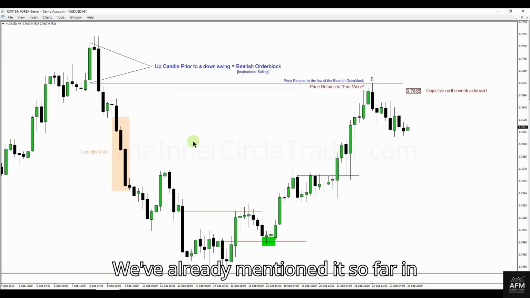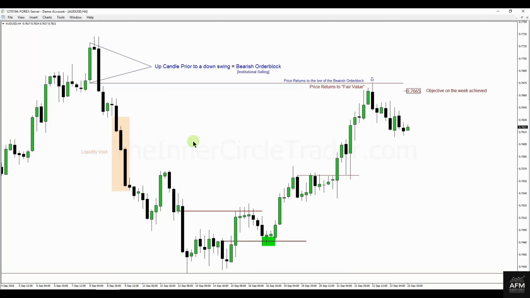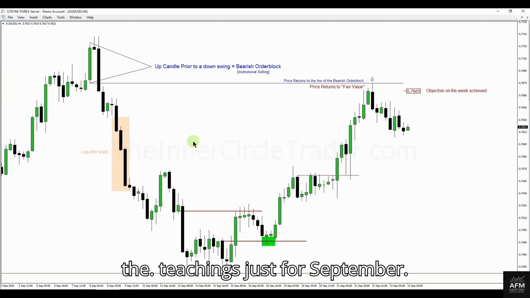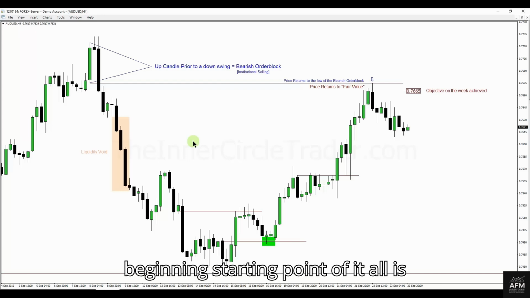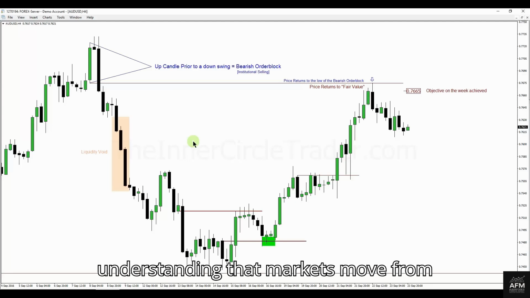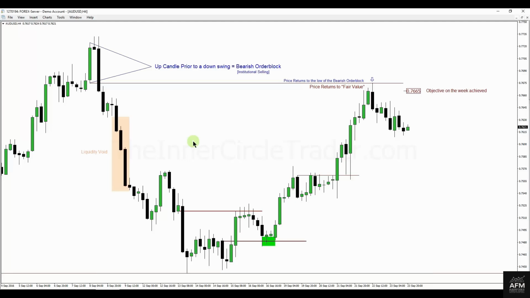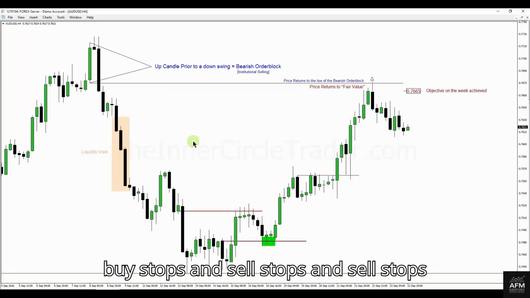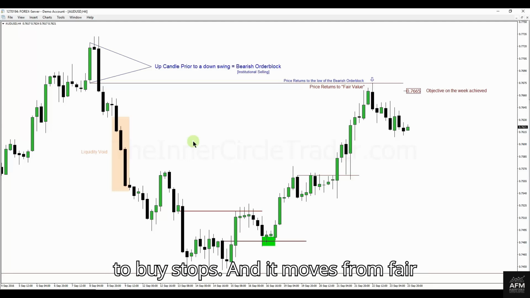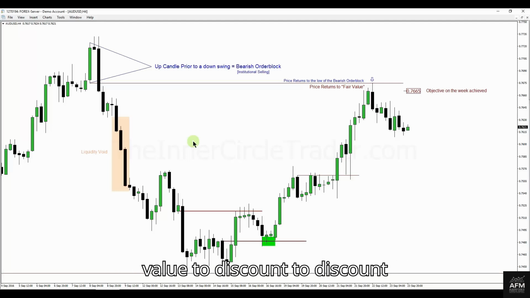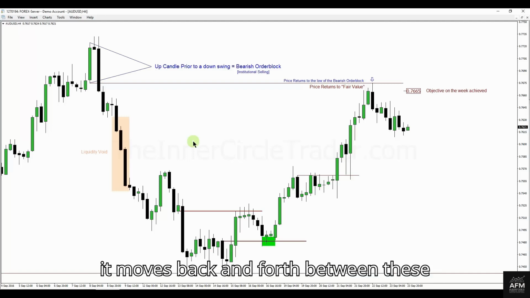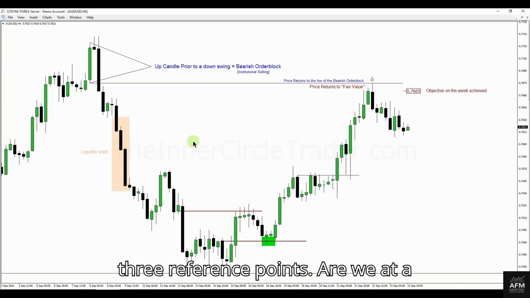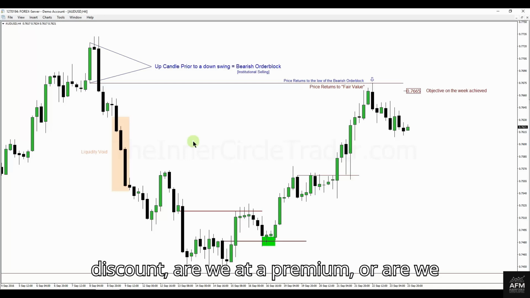We've already mentioned it so far in the teachings just for September. The easiest way to understand institutional order flow from the starting point of it all is understanding that markets move from buy stops to sell stops to buy stops, and it moves from fair value to discount to premium to fair value. It moves back and forth between these three reference points. Are we at a discount? Are we at a premium? Are we at fair value?